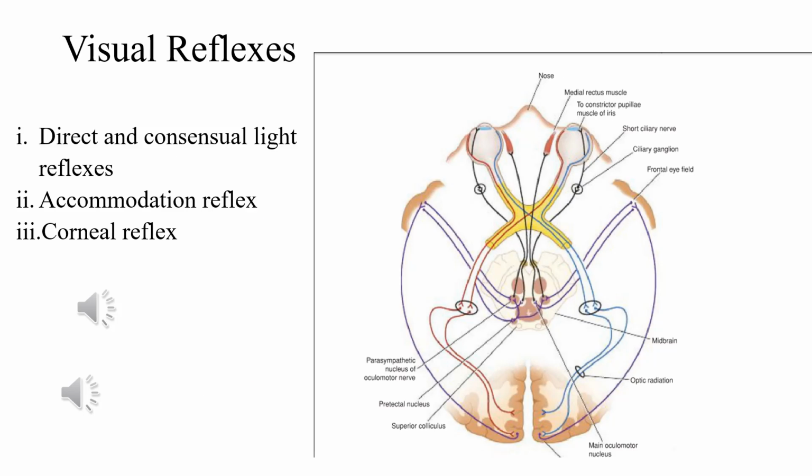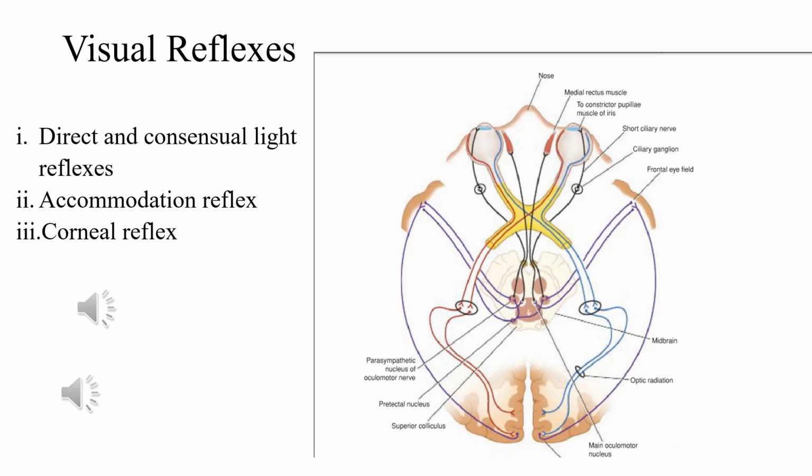Now we come to the visual reflexes. As you know the basic visual pathway, what are visual reflexes? Basically there are some connections of some fibers of the basic visual pathway to different areas of the brain, and these connections are then responsible for the reflex activity in different structures of the eye according to different visual stimuli, right?